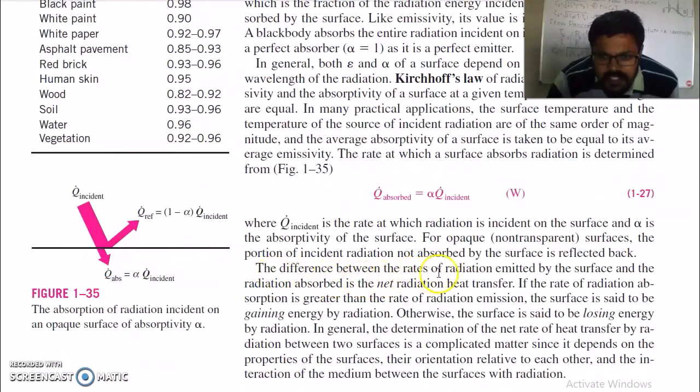The difference between the rates of radiation emitted by the surface and the radiation absorbed is the net radiation heat transfer. If the rate of radiation absorption is greater than the rate of radiation emission, the surface is said to be gaining energy by radiation. Otherwise, the surface is said to be losing energy by radiation. In general, the determination of the net rate of heat transfer by radiation between two surfaces is a complicated matter, since it depends on the properties of the surfaces, their orientation relative to each other, and the interaction of the medium between the surfaces with radiation.